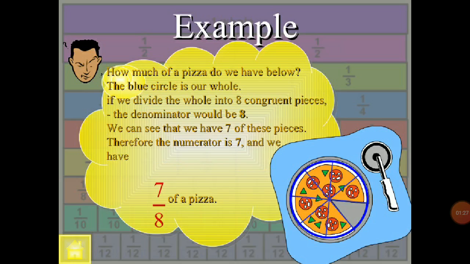Now, an example. How much of the pizza do we have below? The blue circle is one whole. If we divide the whole into 8 congruent pieces, congruent meaning the same, equal, the denominator would be 8. We can see that we have 7 of these pieces. Therefore, the numerator is 7 and we have 7 by 8 of the pizza.